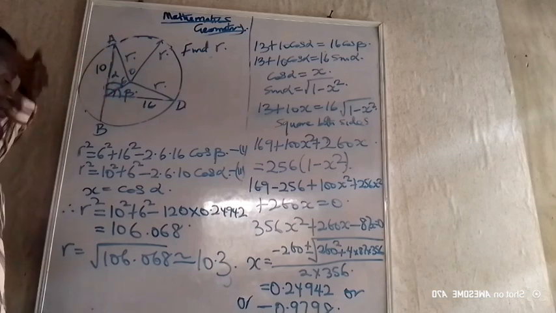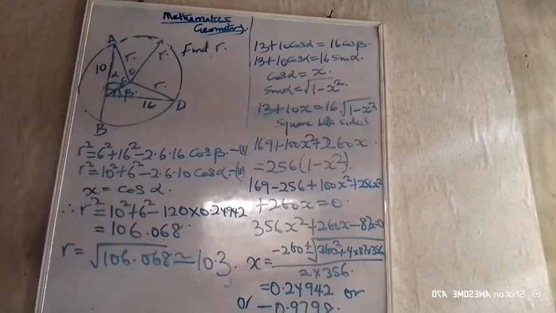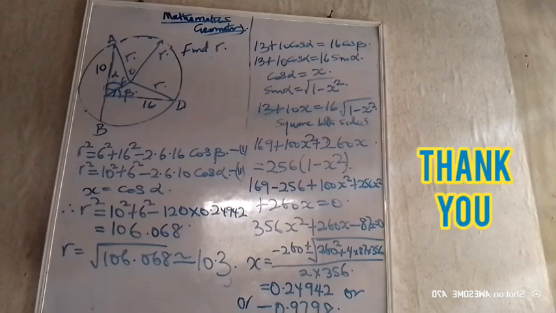90 degrees. We have a positive value. So 0.9798 is not consistent with this exercise. Thank you. If you have any way of solving it, you can get in touch with us through the channels in the details.